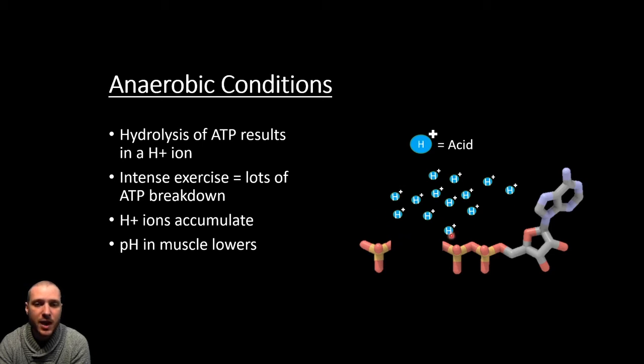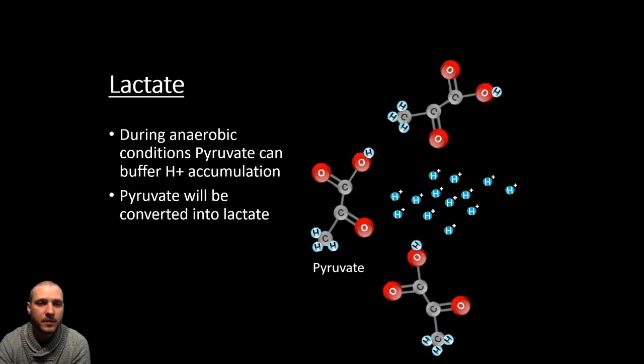So with all these hydrogen ions floating around, we now have this acidic environment within the muscle tissue, and this is going to lower the pH significantly. And this is not going to be a good scenario for homeostasis. So we need a way to prevent or to combat or buffer this accumulation of hydrogen ions. And this is where lactic acid is going to come in.